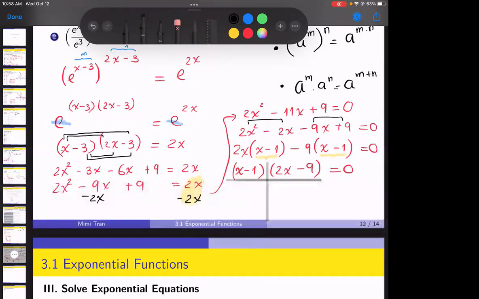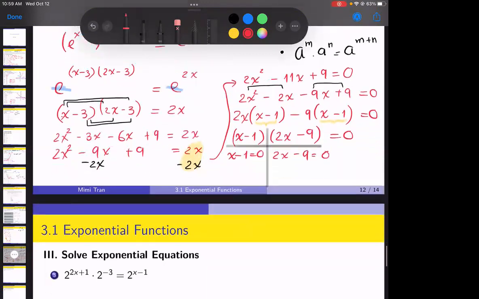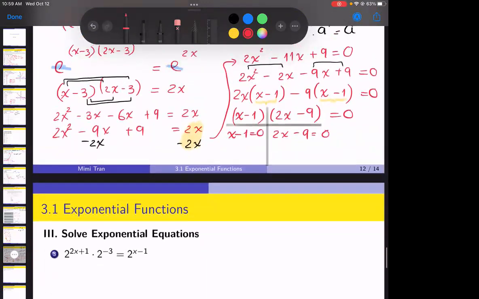What does this imply? Well, if two factors multiply to be 0, then either one of them has to be 0, right? Or both. At least one of them has to be 0. So x minus 1 equals 0, or 2x minus 9 equals 0. So x equals 1, or x equals 9/2.